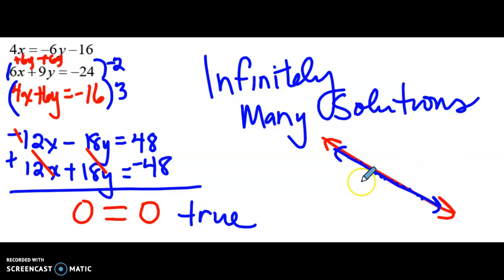There are infinite things over here and over here that are not solutions, but there are quite a few that are. So when you have a true statement, it's infinitely many. When there are no variables and you have a false statement, you would say no solution.